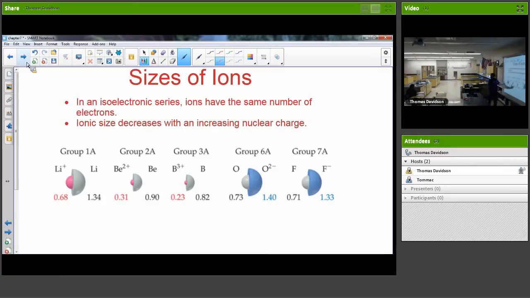Are you all right with that? It just follows the same trend. So if I give you two that have the same number of electrons, the smaller one will be the one with the higher Zeth.